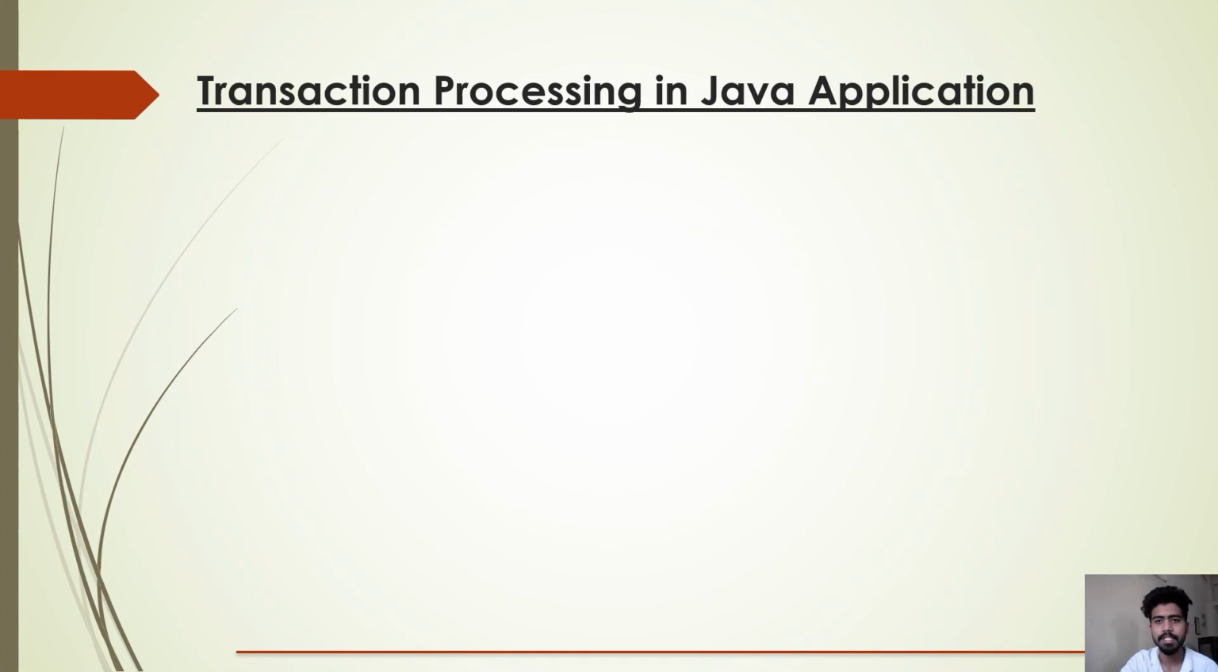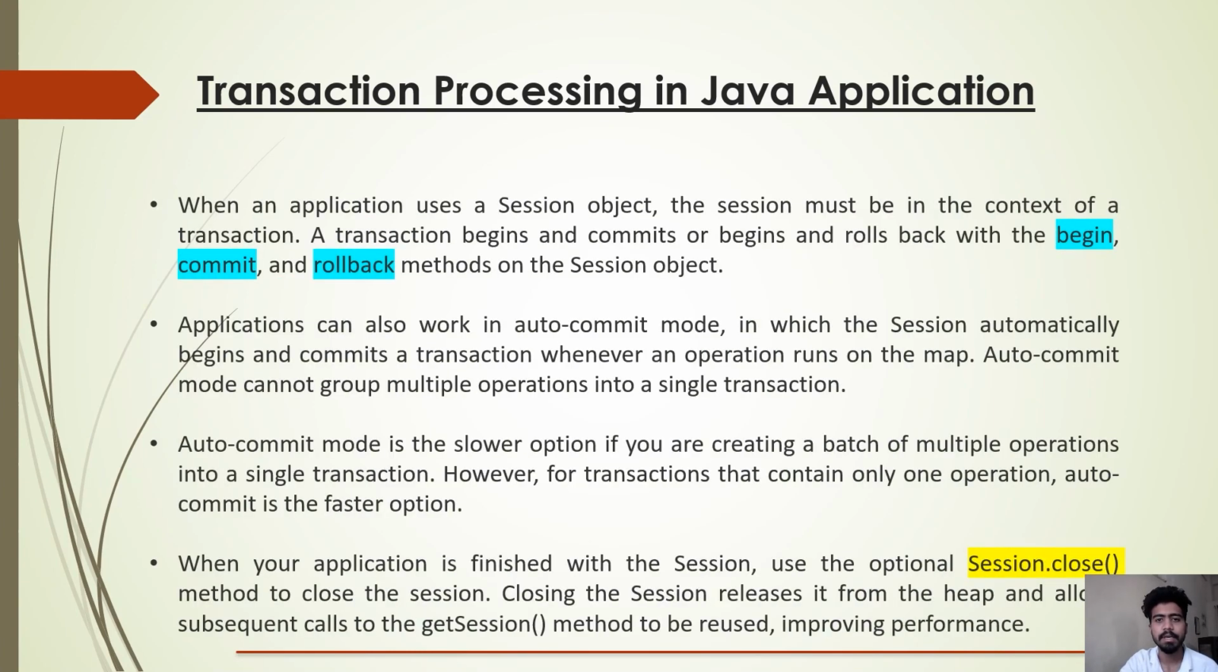Transaction processing in a Java application. A transaction begins and ends with the begin, commit, and rollback methods on the session object. An application can also work in auto commit mode, in which the session automatically begins and commits a transaction whenever an operation runs on the map. Auto commit mode is a slower option if we are creating a batch of multiple operations in a single transaction, and for transactions that contain only one operation, auto commit is the faster option. When our application is finished with the session, we can use the session.close method to close the session.